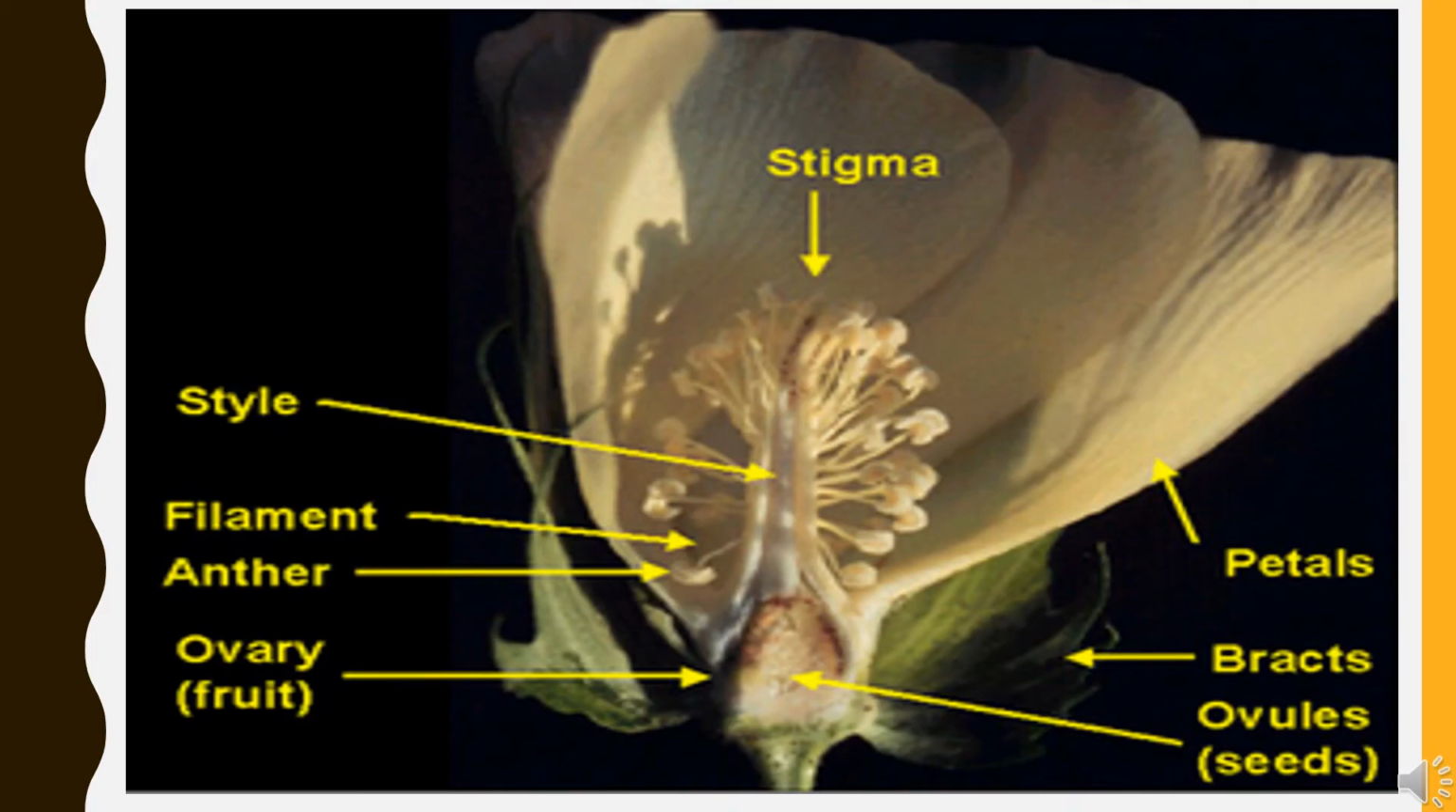Here we have shown the cross sectional structure of a cotton flower. Cotton is a bisexual flower which consists of both male and female organs. Stigma, style, ovary and ovules are female organs, while filament and anther are male organs. During the emasculation process, all male organs like filament and anther are totally removed along with petals and bracts, and only female parts such as stigma, style, ovule and ovary are left on the plant.